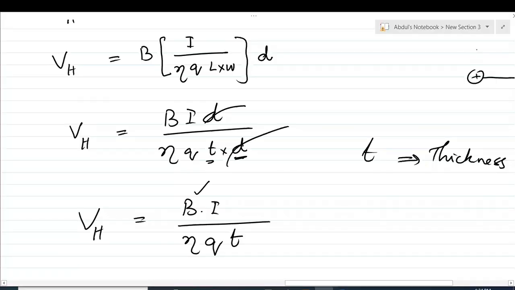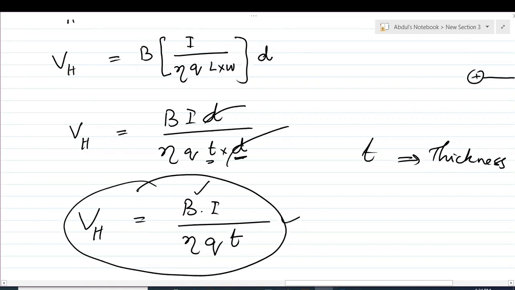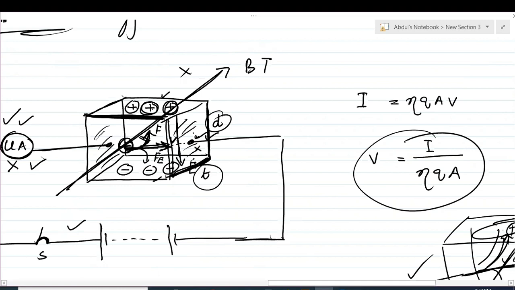Now, this is the formula to calculate the Hall's voltage. But if it is directly measured from the instrument, then we will definitely connect a voltmeter. One lead of the voltmeter is connected at the top, the other at the bottom. So this will give you the Hall's voltage.